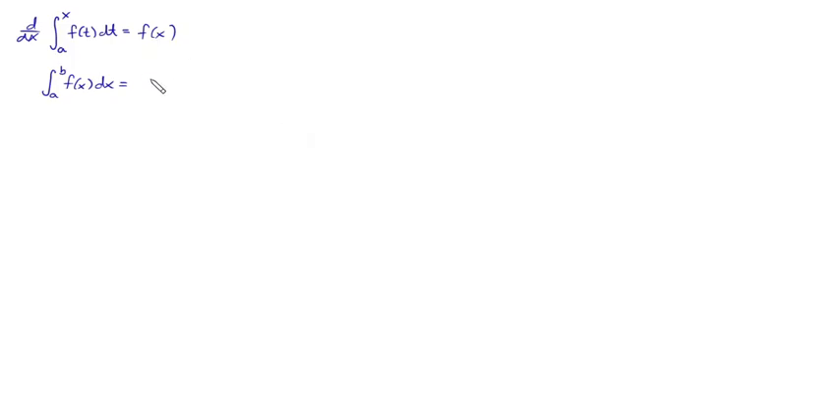The integral from a to b of f of x dx equals big F of b minus big F of a, where big F is the antiderivative. Why big F? What does that indicate it is? The antiderivative.